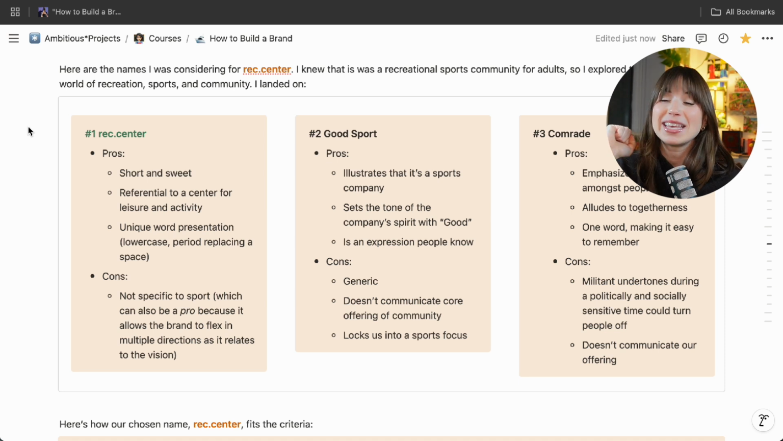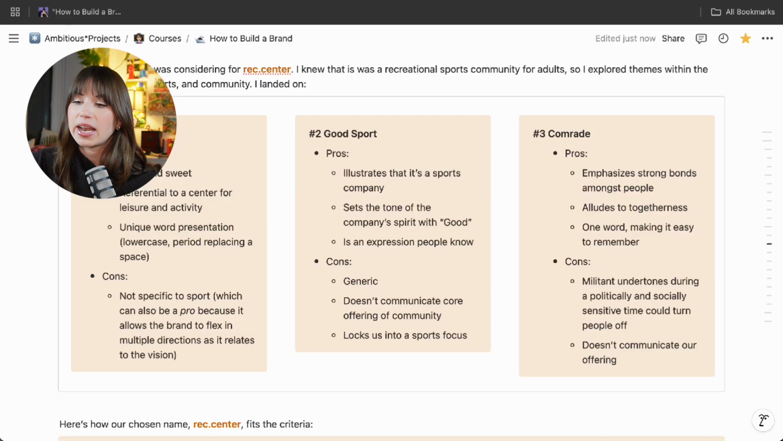Last but not least is the prime example as to why you should run your names by other people, because you might see it one way and someone will see it another way, and it'll just reflect back to you your gut instinct at the end of the day. So it was Comrade. I know. Emphatic pause. But the pros that I saw with this is that it emphasized strong bonds amongst people, and it kind of alluded to this togetherness. And it's one word, which makes it really easy to remember.